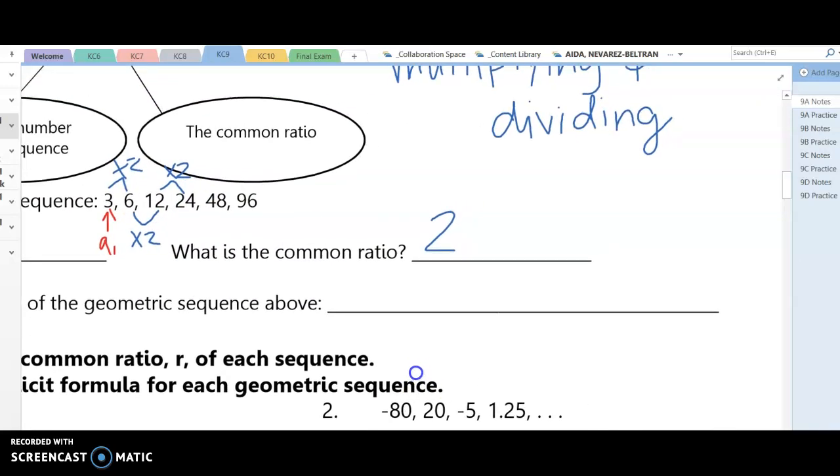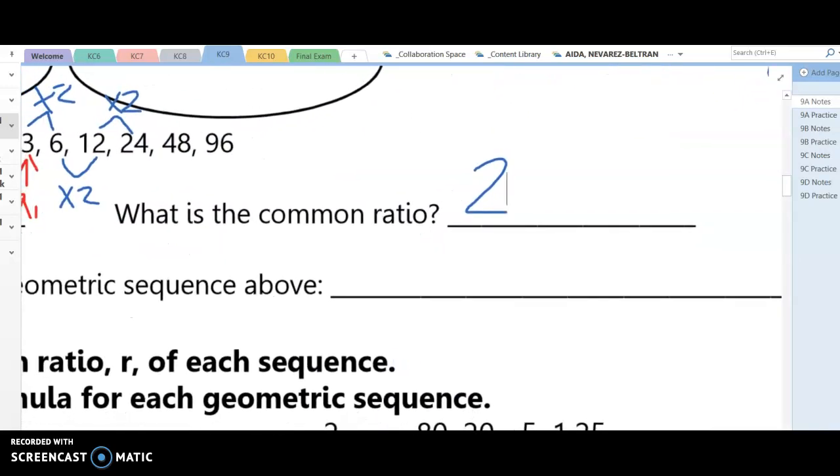And then it asks you to write the explicit formula. So the explicit formula, the AN is always the same. Then instead of A1, we're putting the number 3 because that was our first number. Instead of the common ratio, we're inputting 2 because that was our common ratio. And then to the N minus 1, that is an N.